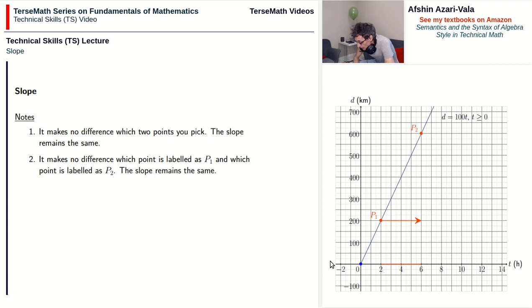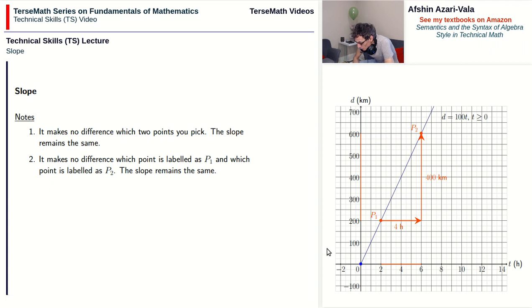the change in t will be this distance going forward, and because it's going forward, it's a positive value, 4 hours. So we go from 2 hours to 6 hours. And you notice that the distance also increases. So we go from 200 kilometers to 600 kilometers. And that also is positive, 400 kilometers. We covered 400 kilometers. And now slope is 400 divided by 4. This is positive divided by positive, which means you get 100 kilometers per hour.